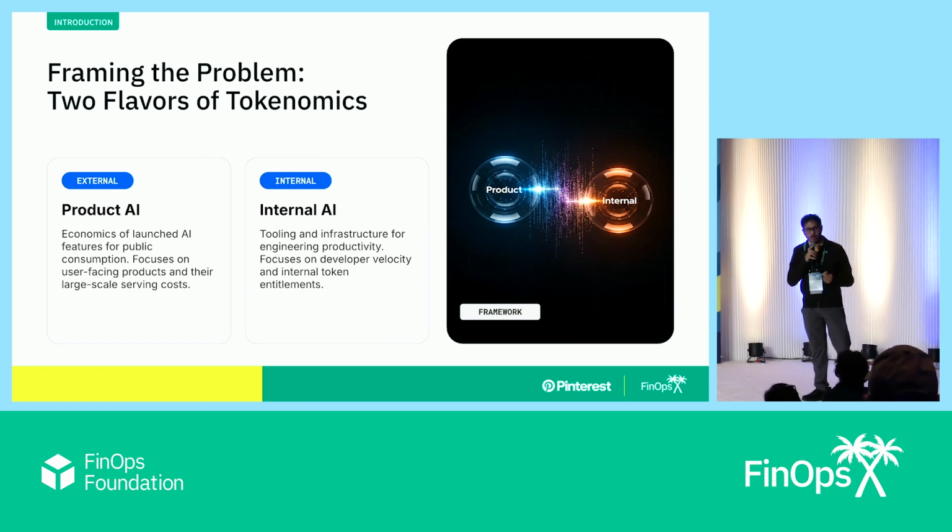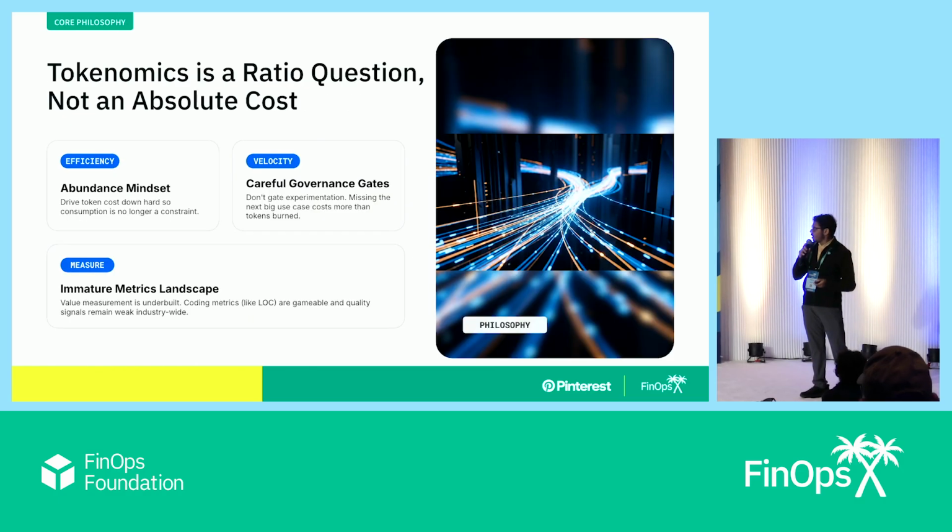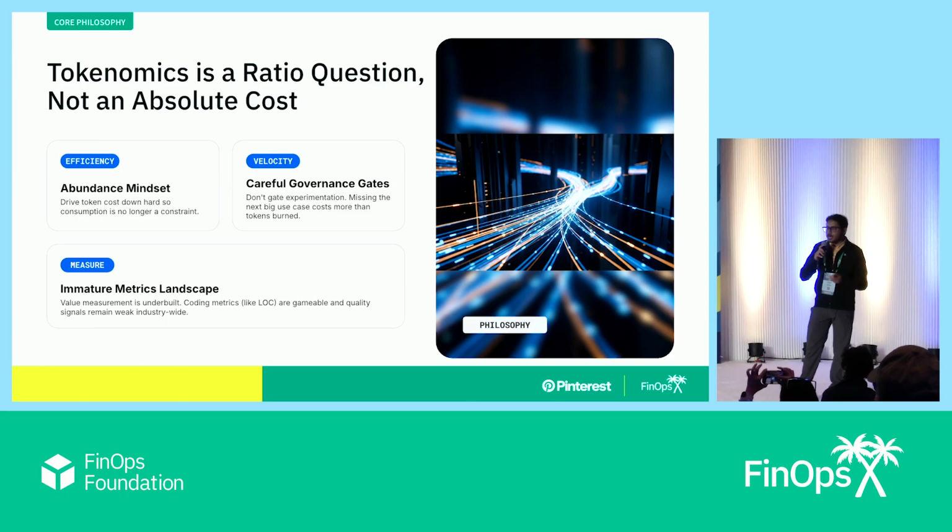And the reason it's important to classify these two separately is because everything that we talk about in terms of tokenomics ties back into what is the use case, because that drives the budgets, that drives how we measure ROI, that also drives how we think about efficiency. And tokenomics itself, like the cost of tokens, is a ratio question. It's not a question about absolute cost, right?